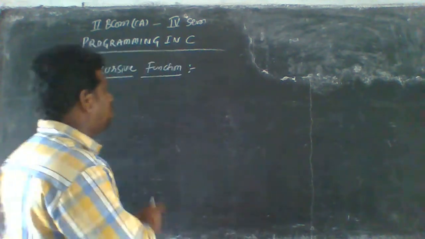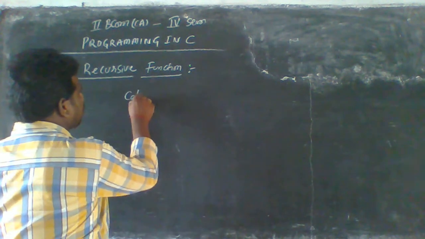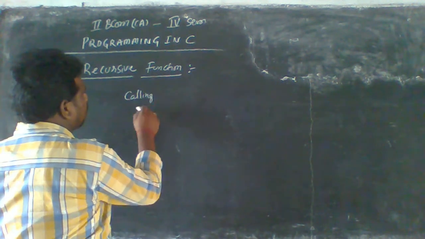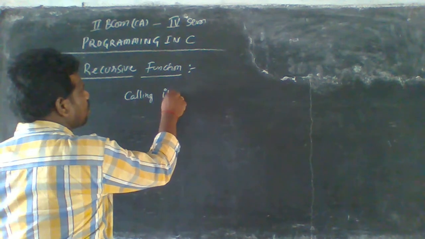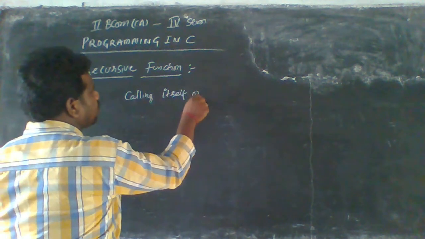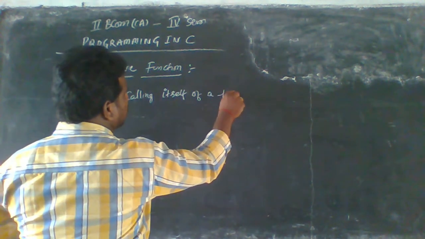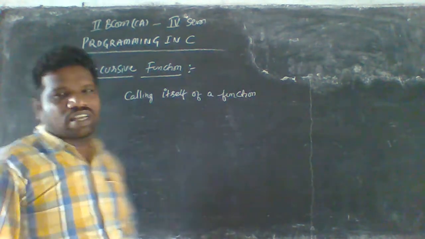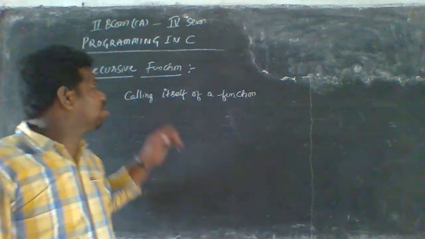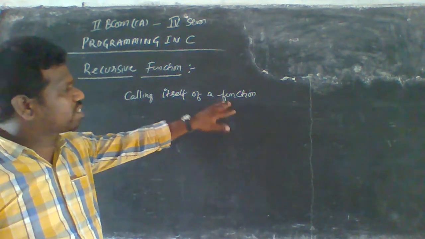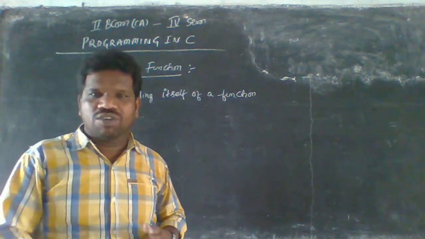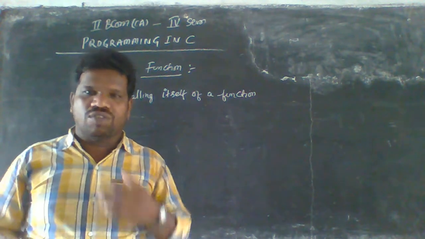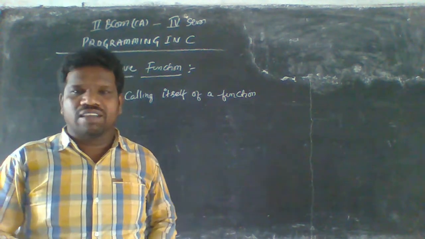Calling itself of a function is called a recursive function. So calling itself of a function. That means the same function we have to call twice. So that is what we call the recursive process here.